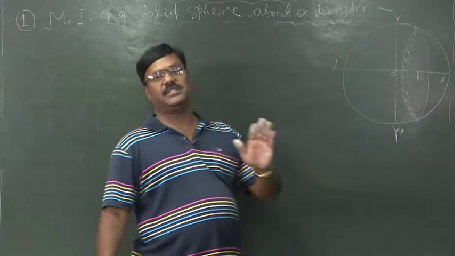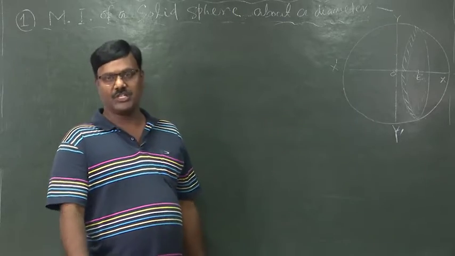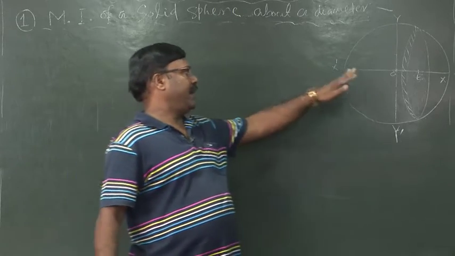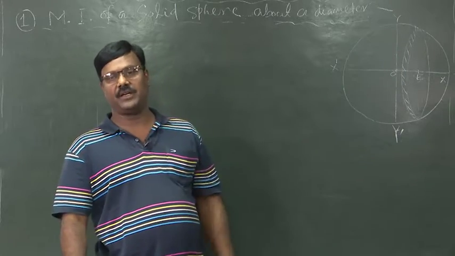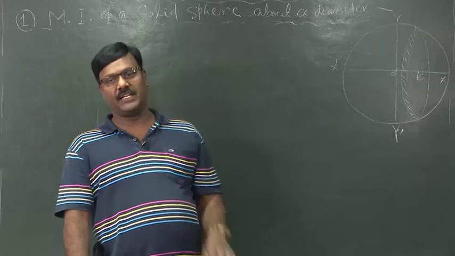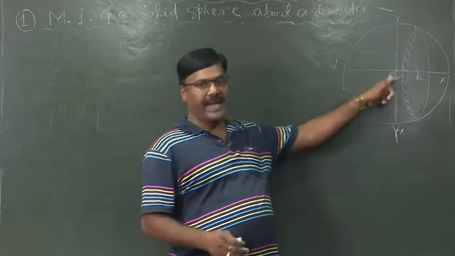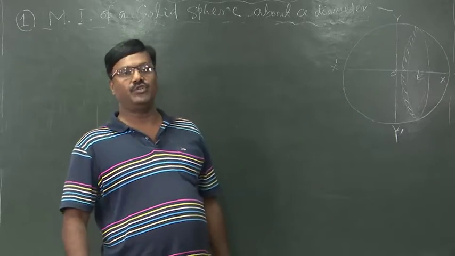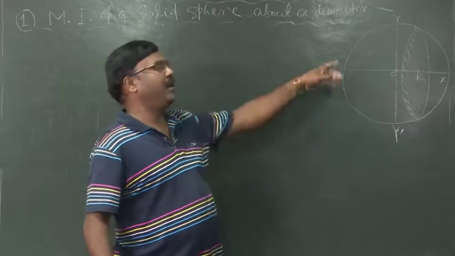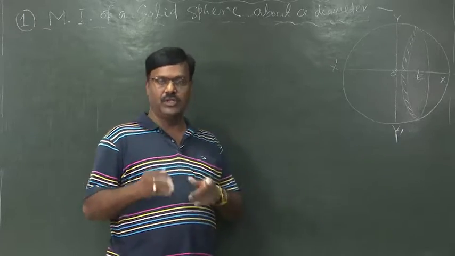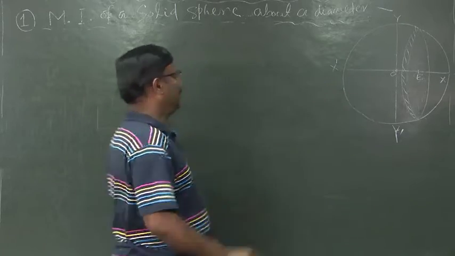Let m be the mass of the solid sphere and r be the radius of the solid sphere. Now, by considering a small element of the solid sphere and calculating the moment of inertia of that element about one axis, we can find the moment of inertia of the total solid sphere about that axis. So to do this, let us consider a solid sphere.